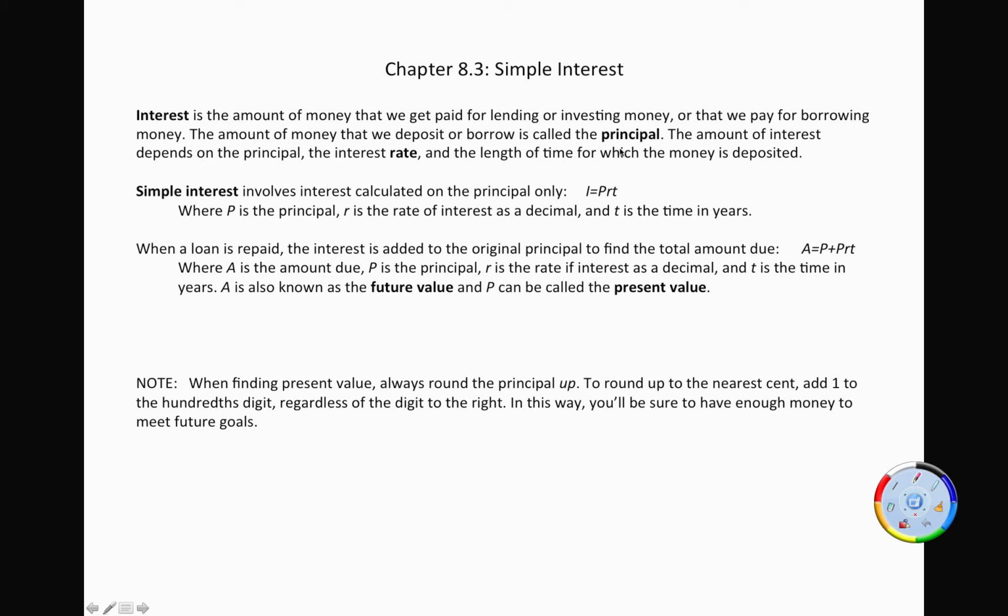The amount of interest depends on the principal, the interest rate, and the length of time for which the money is deposited. Simple interest involves interest calculated on the principal only. And we'll talk about a different kind of interest in the next section. Here's a formula for the interest: I equals PRT, where P is the principal, R is the rate of interest as a decimal, and T is the time in years.